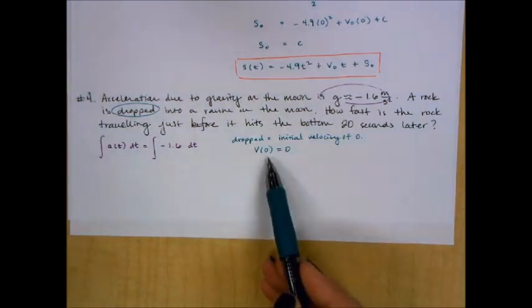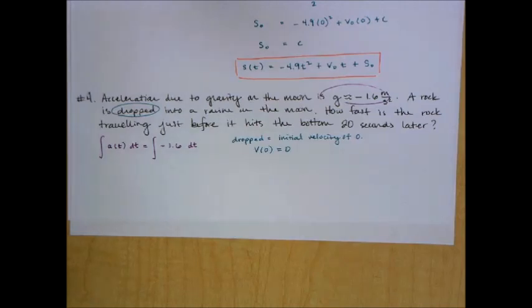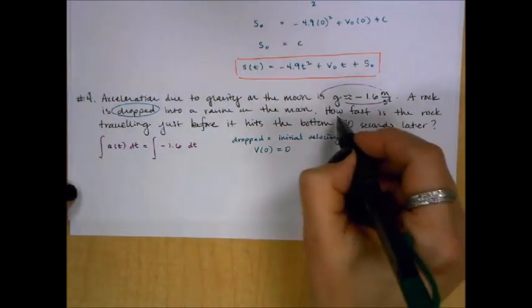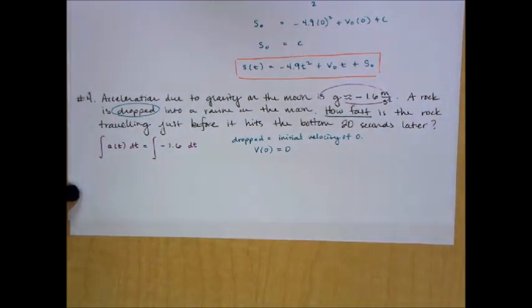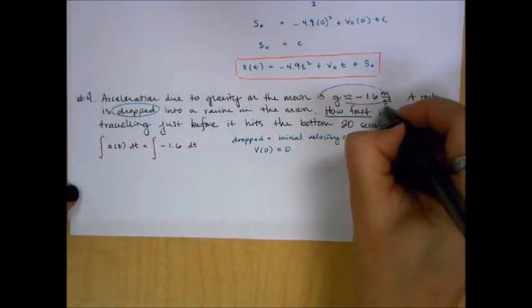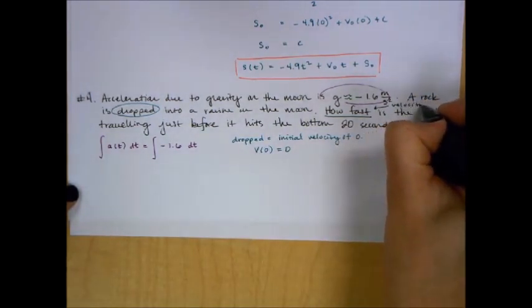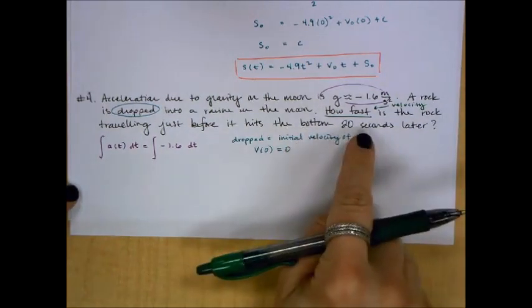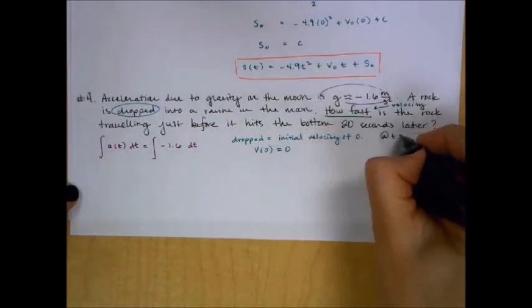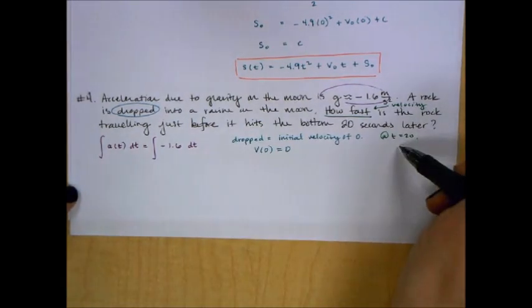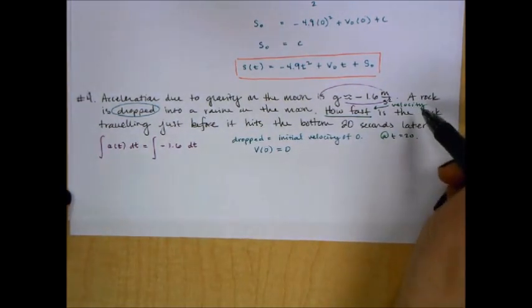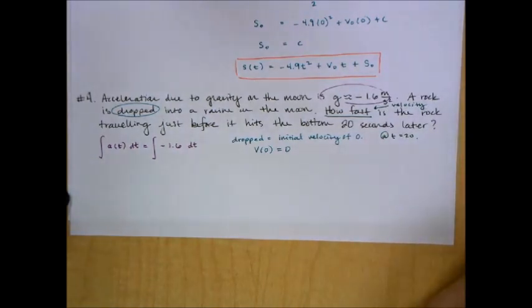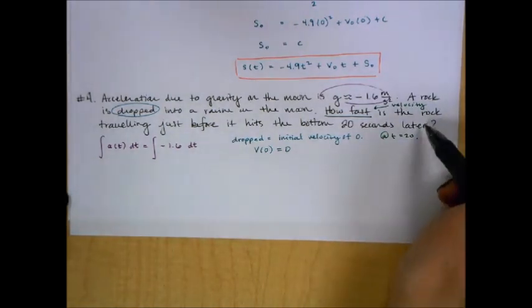Now, the question that I'm given here is, how fast is the rock traveling? So that's not a question of where the rock is or a position. It's a question of its velocity. So I am looking for the velocity of the rock at 20 seconds. Velocity at time 20, which means I only need to get back to my velocity function. I'm not going to need to get all the way back to my position function because I'm not being asked about its position at any time. So we're going to integrate here with respect to time.